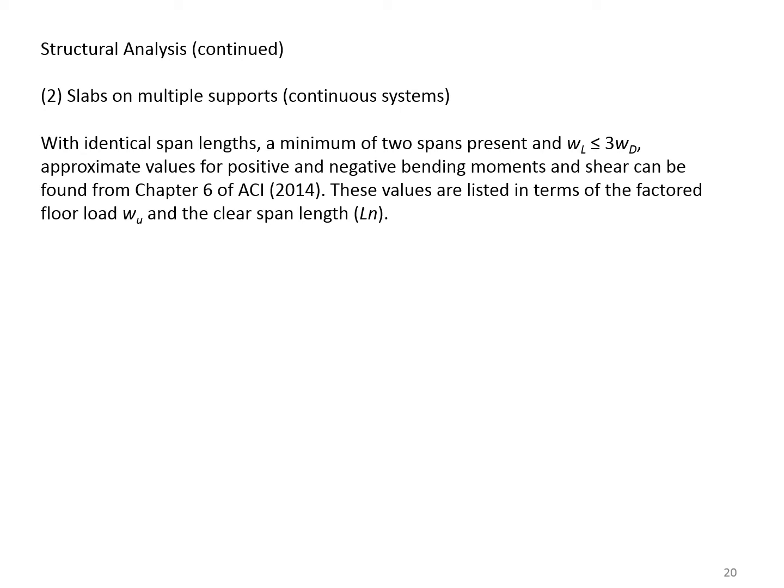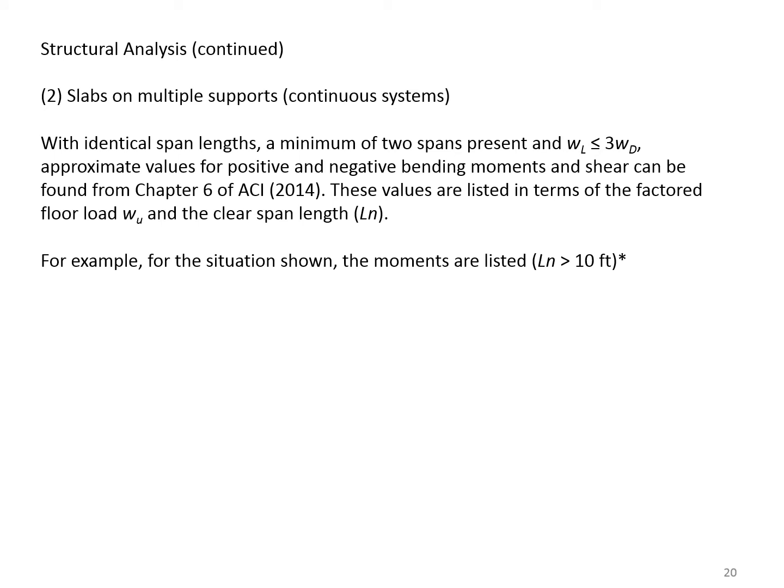Number 2, slabs on multiple supports. These are continuous systems with identical span length, a minimum of 2 spans present, and the live load not greater than 3 times the dead load. Approximate values for positive and negative bending moments and shear can be found from Chapter 6 of ACI 2014. These values are listed in terms of the factored floor load Wu and the clear span length Ln.